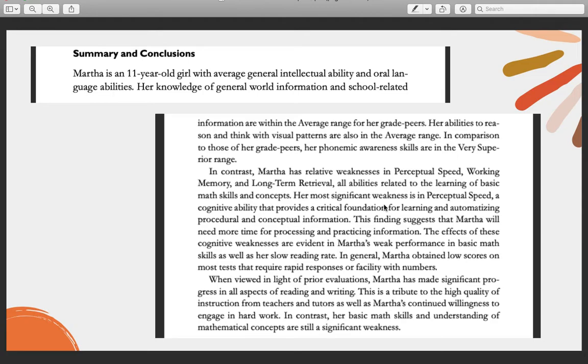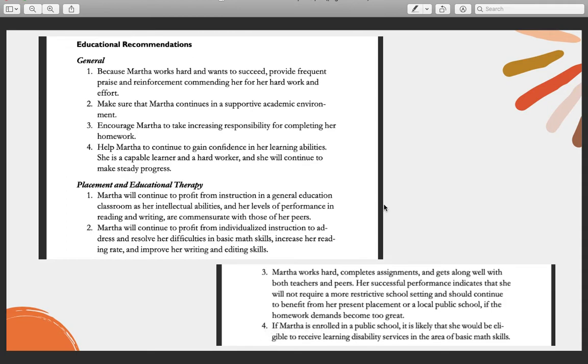referral to do a psychoeducational assessment for this student, Martha, is for the reason that the teacher needs to know her learning needs and if there's a need for her to be placed in a special school. Now, these are the recommendations.